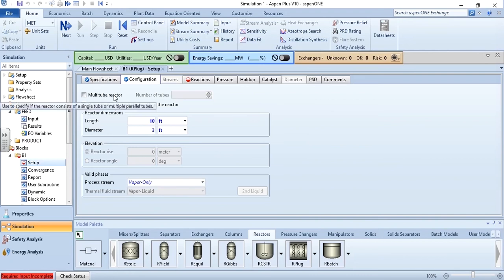And if we have been given information about the reactor tubes, that if it's a multi-tubular reactor, then we will click it and we will specify the number of tubes.